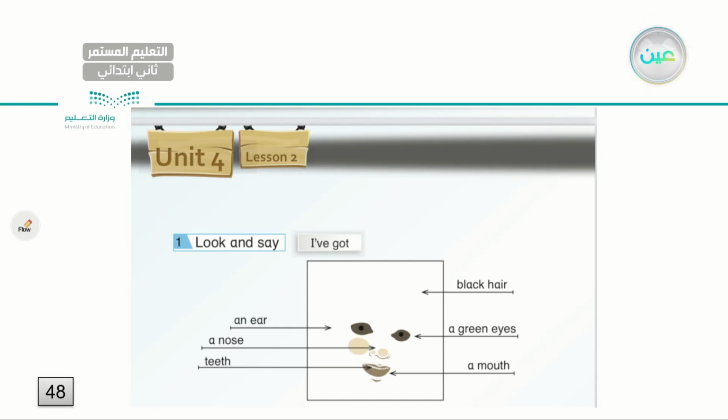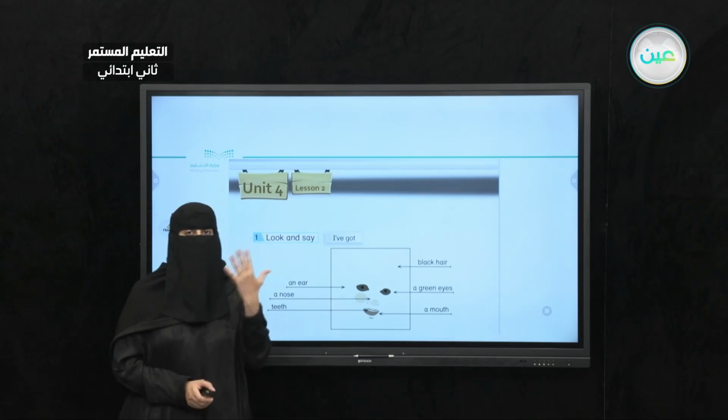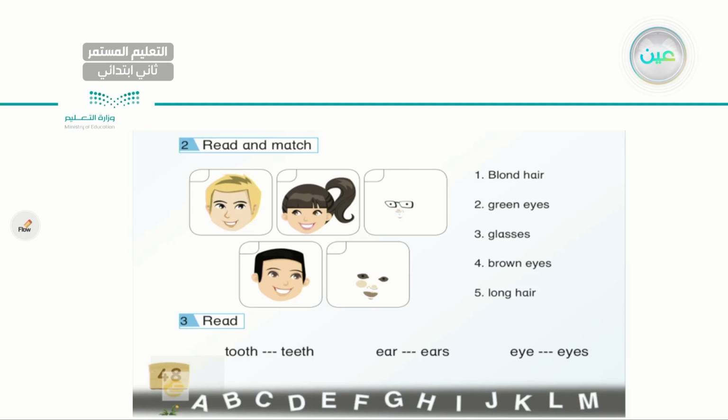Now, notice that we only talk about his or her facial parts. We talked about teeth, eyes, ears, nose, mouth, hair. They are all in my face or in my head. Moving to the lower part, as you can see, read and match. Here I have 5 pictures, okay? 5 different pictures of 5 different people. To the right, I have 5 words.